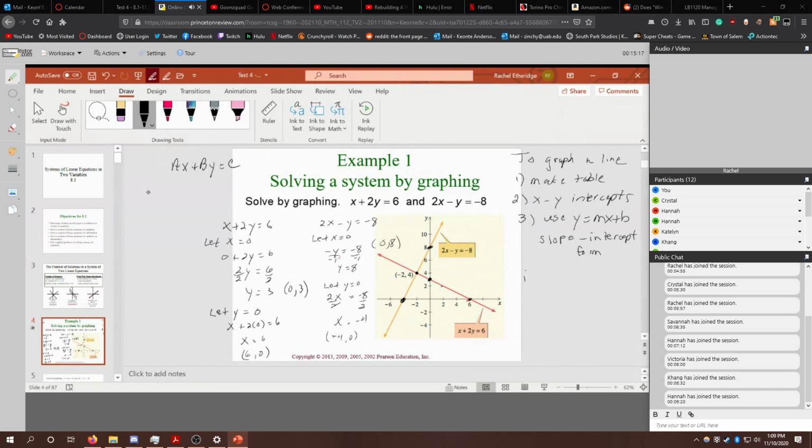So these two lines are independent because they're two separate lines, and they are consistent because they cross and have an intersection point. It helps when I can spell though.